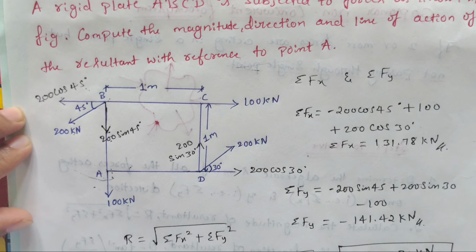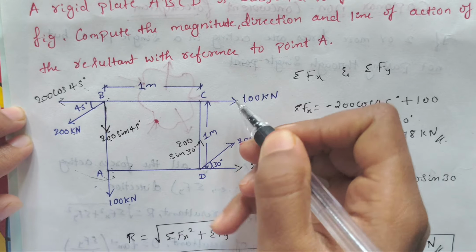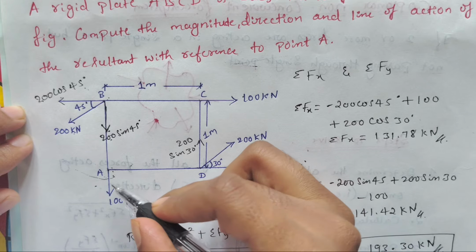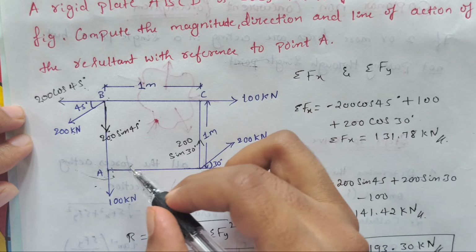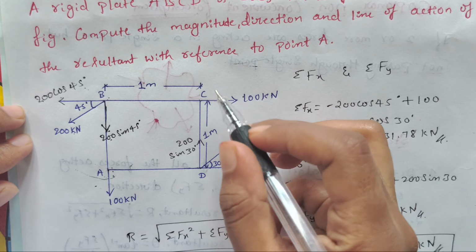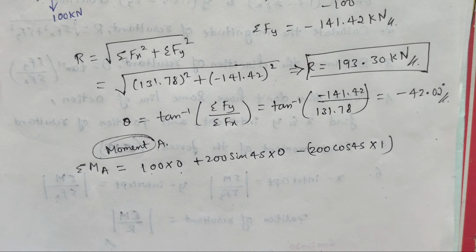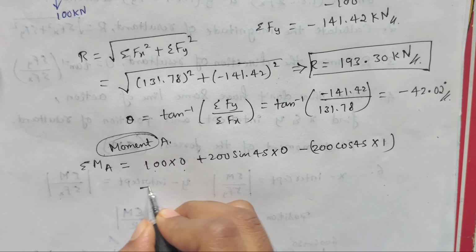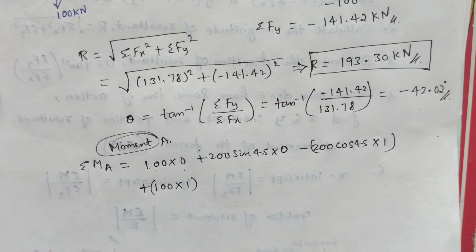Okay. And the next one is this force. This is 100 and this is moving towards A in clockwise direction. So that is 100 into, what is the distance? The force is like this, the perpendicular distance will be like this. So that is 1 meter. So 100 into 1. So I will write it here. Clockwise, so plus 100 into 1.